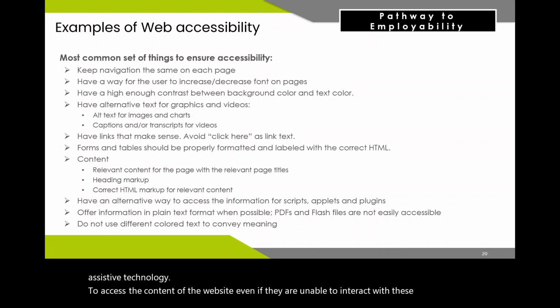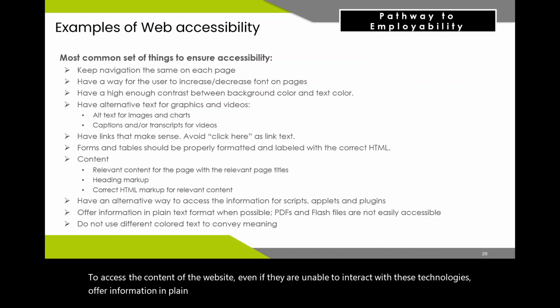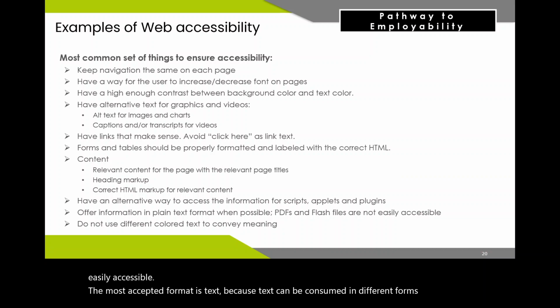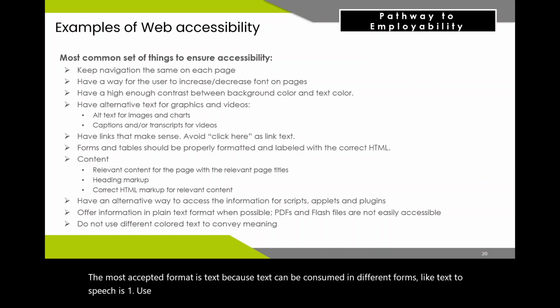Offer information in plain text format when possible. PDFs and Flash files are not easily accessible. The most accepted format is text because text can be consumed in different forms, like text-to-speech is one use case. Do not use different colored text to convey meaning. Only having color codes to convey the meaning is a common mistake that people make.